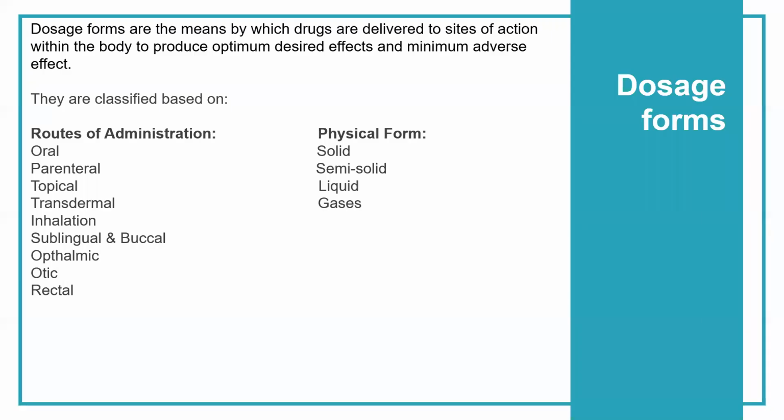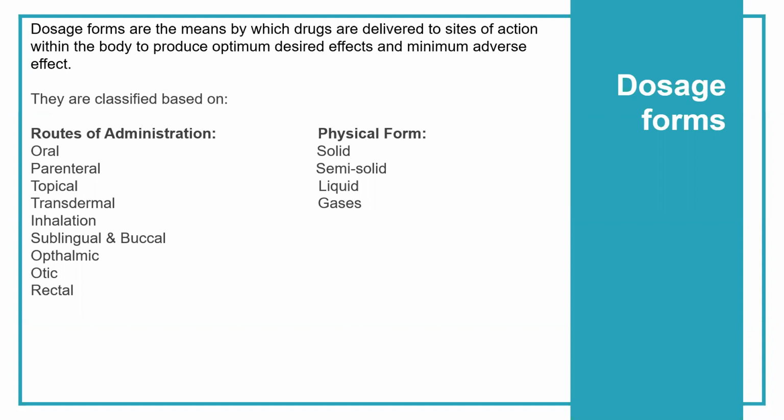Nebulizers or different asthmatic pumps, and sublingual and buccal tablets. Ophthalmic is through the eye, otic through the ears, and rectal is the administration of drugs through the rectum. Based on their physical form, the dosage forms are divided. So the physical forms are solid, semi-solid, liquid, and gases.